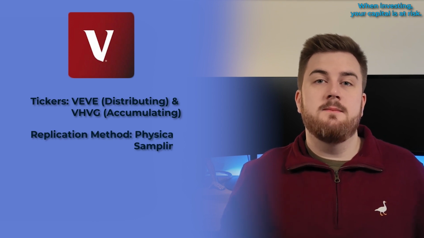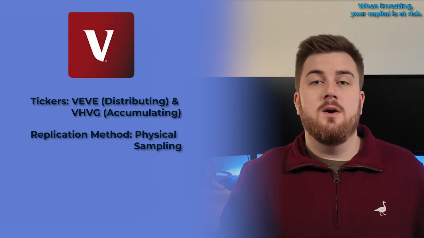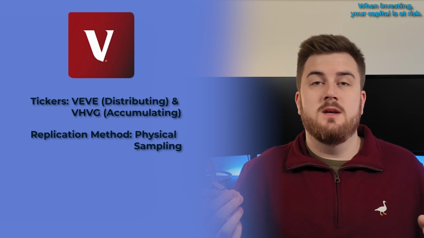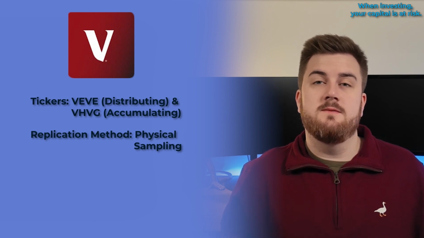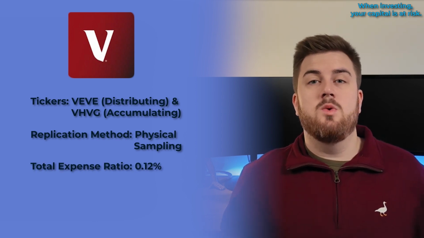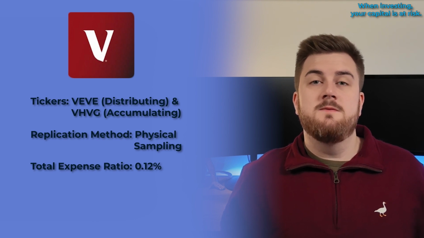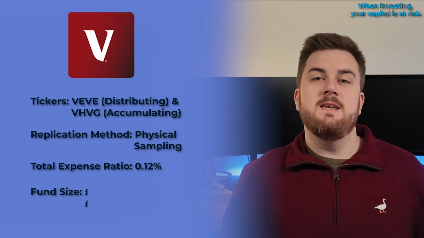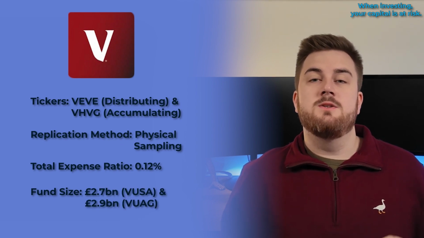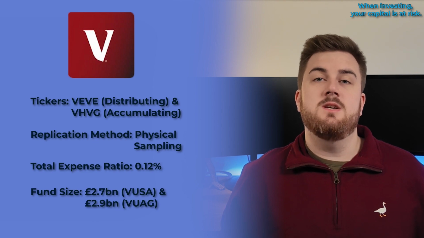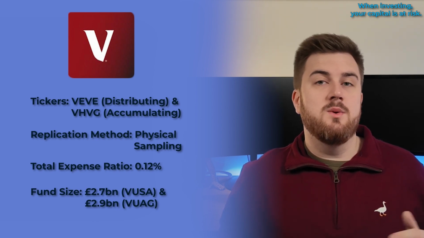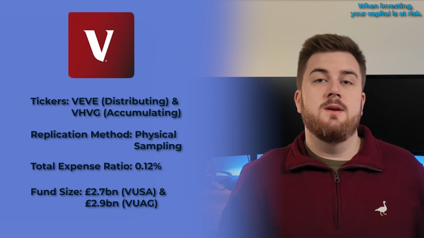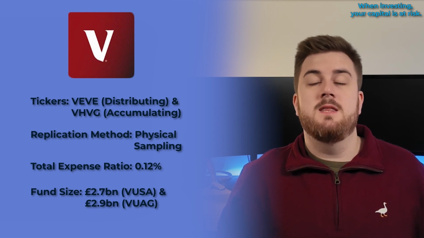It uses physical sampling, according to Just ETF, but from what I can see, it holds a very similar number of holdings to the actual underlying index, so it's pretty close to full replication in practice, I think. The total expense ratio of this ETF is 0.12%, so definitely pretty cheap. And in terms of fund size, as of making this video, according to justetf.com, the fund size of VEVE is £2.7 billion and £2.9 billion for VHVG. So pretty big ETFs. There can be no problem with liquidity here. Remember, fund size is not a static amount and changes constantly as a result of stock market performance and the popularity of the fund.